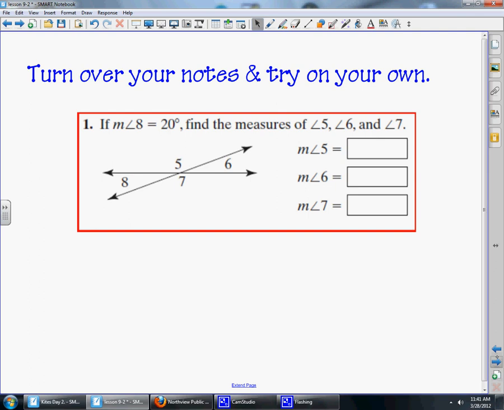Okay, welcome back. Hopefully you had time to finish up these problems. Let's take a look at number 1. If angle 8 is 20 degrees, we know angle 6 is 20 degrees because they're vertical angles. Angle 5 is the supplement to angle 6, so we would take 180 minus 20, which is 160 degrees. And angle 5 and angle 7 are vertical angles, so angle 7 would also be 160 degrees. Hopefully you got those right.